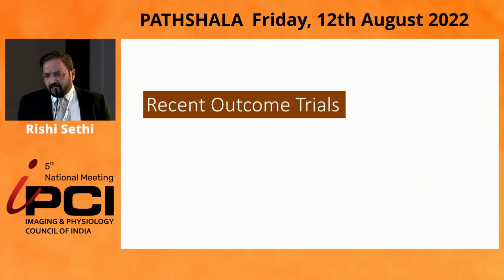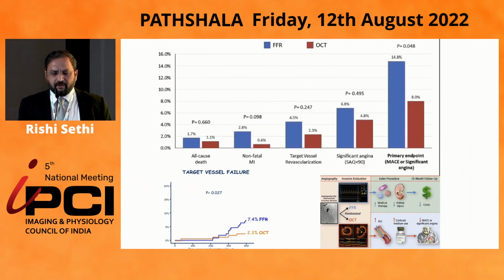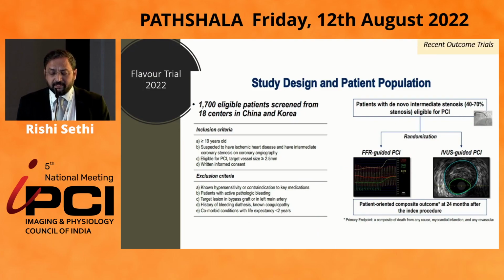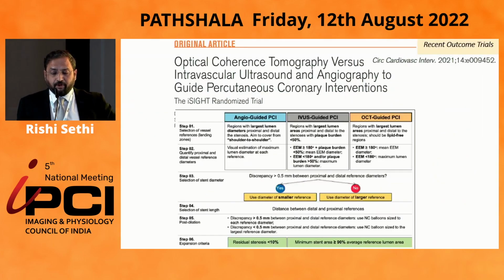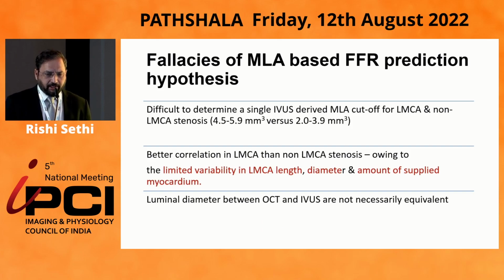So, recent trial outcomes. I'm not supposed to speak about clinical data, and I think a lot has been said, but for reference, there are three recent trials: the FROZA trial between OCT and FFR, FLAVOR released this year between IVUS and FFR, and the INSIGHT trial released last year, which compared angio-guided to IVUS to OCT. But I'm not supposed to speak about them, and Dr. Mintz has spoken extensively about the clinical trial data comparing the two strategies.